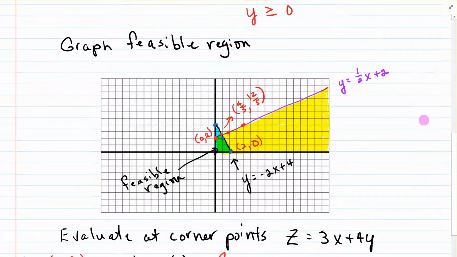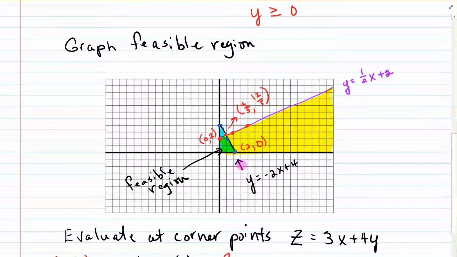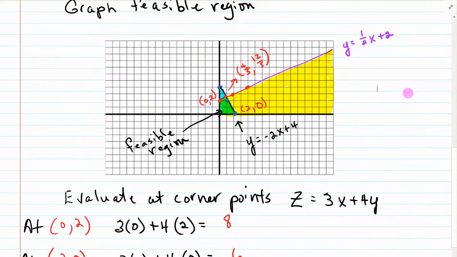And so you have some intersections, some corner points. So you can find those by setting these two equations equal and finding where they do intersect. You can do that on the calculator, or you could do it by hand. So you get these corner points. So we have (2, 0), (4/5, 12/5), and (0, 2), and of course this is (0, 0).